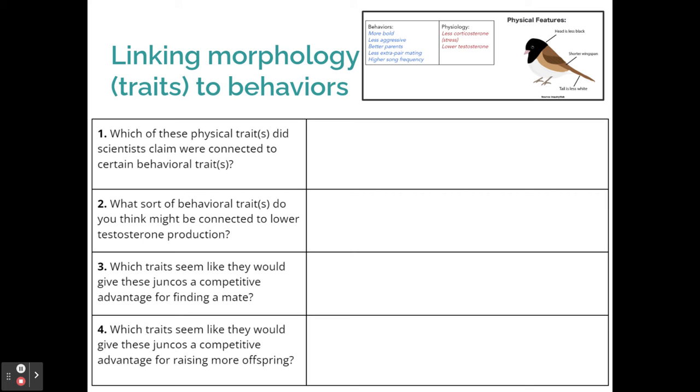Another thing would be being less aggressive and being better parents would definitely give them a competitive advantage for raising more offspring. Not only are they going to be able to raise more broods of offspring, but their offspring are going to have higher rates of survival as they're more attentive to their offspring and spend less time doing other things and pursuing more mating.